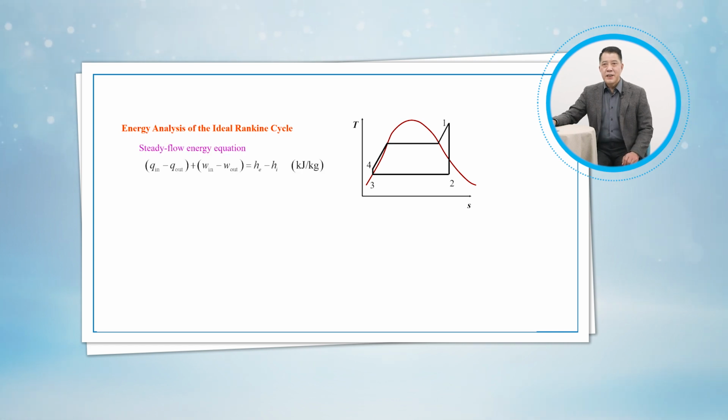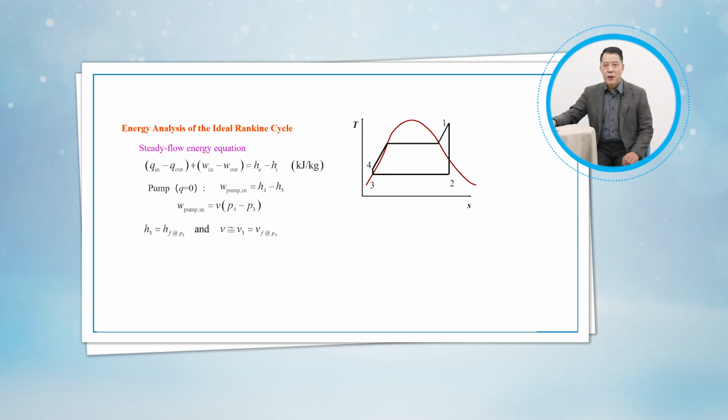Then, the steady flow energy equation per unit mass of steam reduces to the following. The boiler and the condenser do not involve any work, and the pump and the turbine are assumed to be isentropic. Then, the conservation of energy relation for each device can be expressed as follows.